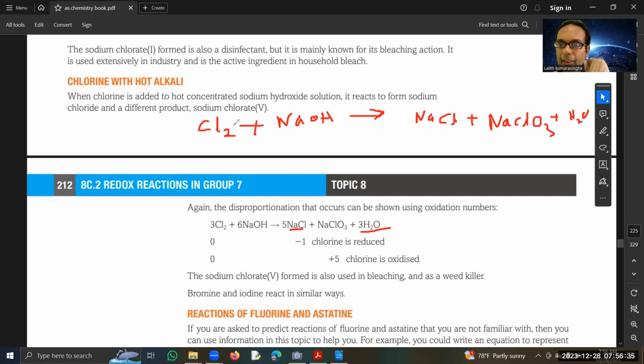Now, there are two chlorines there. So we say one chlorine will go from 0 to +5. It is losing 5 electrons. One chlorine. There are two chlorines. So I will take them into 2.